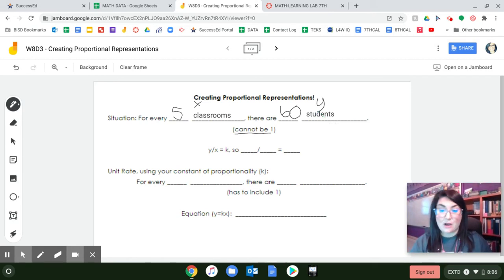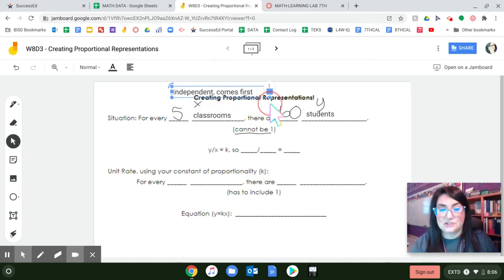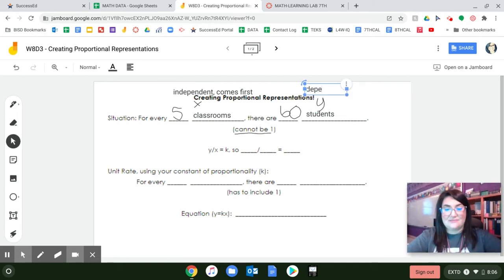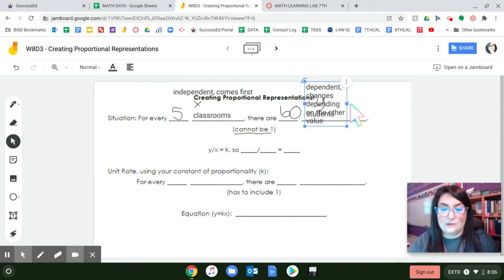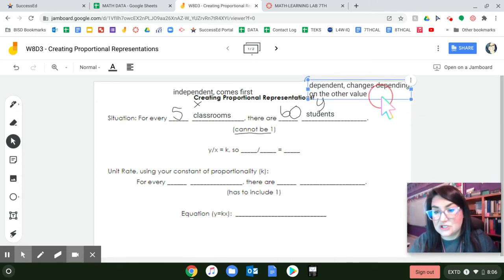So you need to think about that your x is your independent value, and it comes first usually. Like it's the thing that has to happen first. Your y value is going to be the dependent value, and it changes depending on the other value. So you'll have to think through that based on what your situation is.